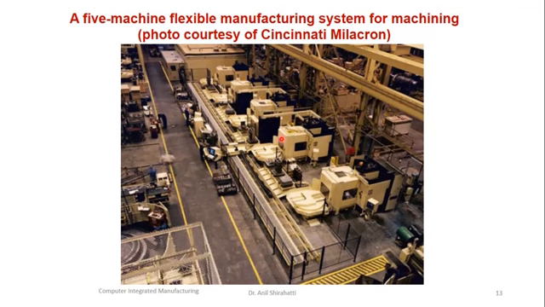You can see here this is a 5 machine flexible system: machine 1, machine 2, machine 3, machine 4, machine 5. This can be similar machines or different machines. Each machine gets loaded, and whatever the first operation is happens, the part waits for the second operation and then goes to the second machine. Like this the complete part gets processed and the final product comes out.